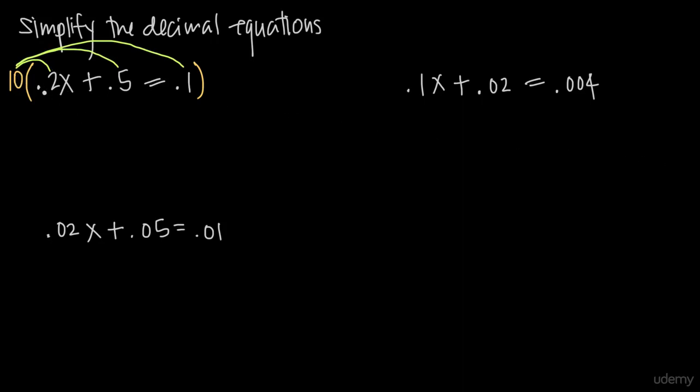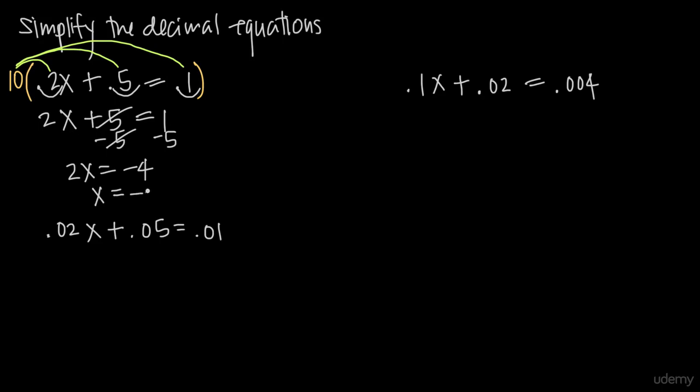Remember, when we multiply by 10, we move the decimal place 1 to the right, so we get 2.0, or just 2. Here we move the decimal place 1 to the right, and we get 5, so 2x plus 5. And we move the decimal place 1 unit to the right, so we're going to get 1. And now this is just your equation solving. We want to solve for x, so we'll go ahead and subtract 5 from both sides of our equation. We'll get a positive and a negative 5 to cancel, and we'll be left with 2x is equal to 1 minus 5 is negative 4. Dividing both sides by 2, we get x is equal to negative 2.